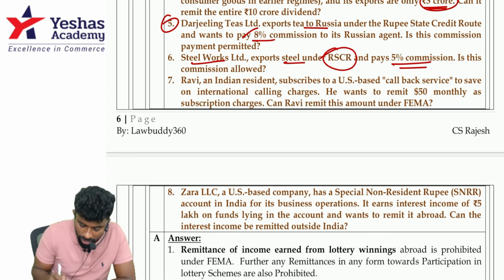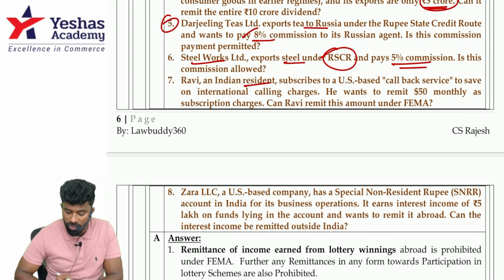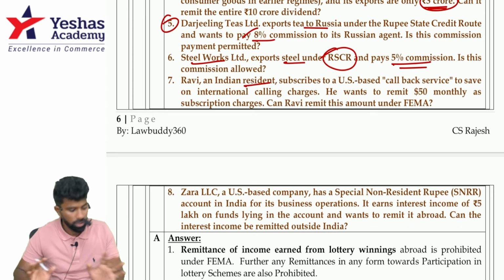Clear? Last one. Ravi, an Indian resident, subscribes to a US based callback service. Allowed or not allowed? Not allowed.